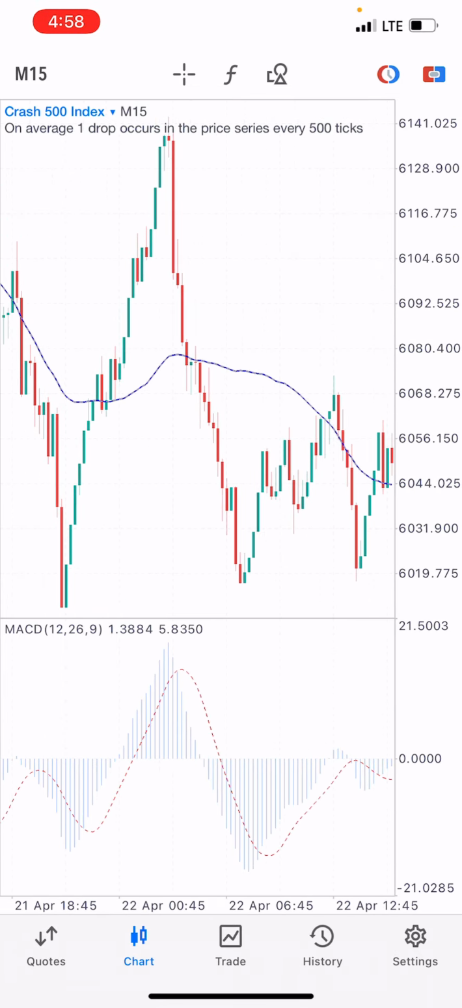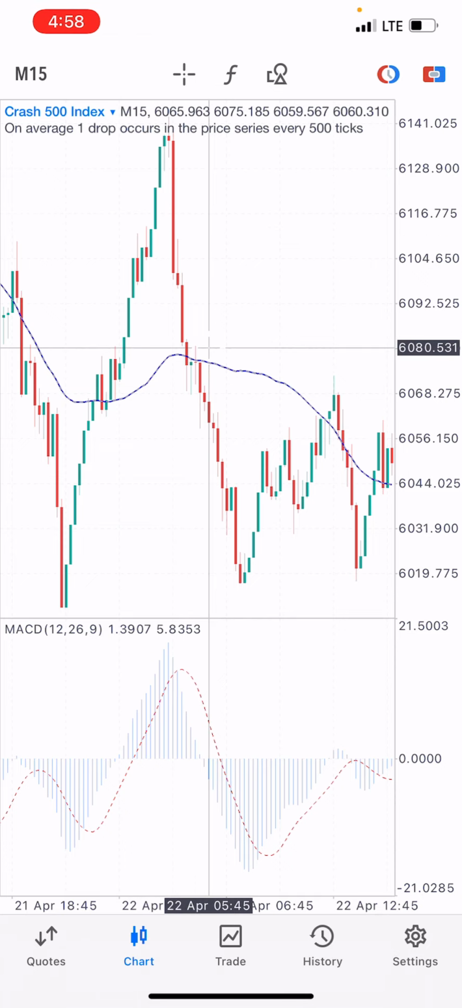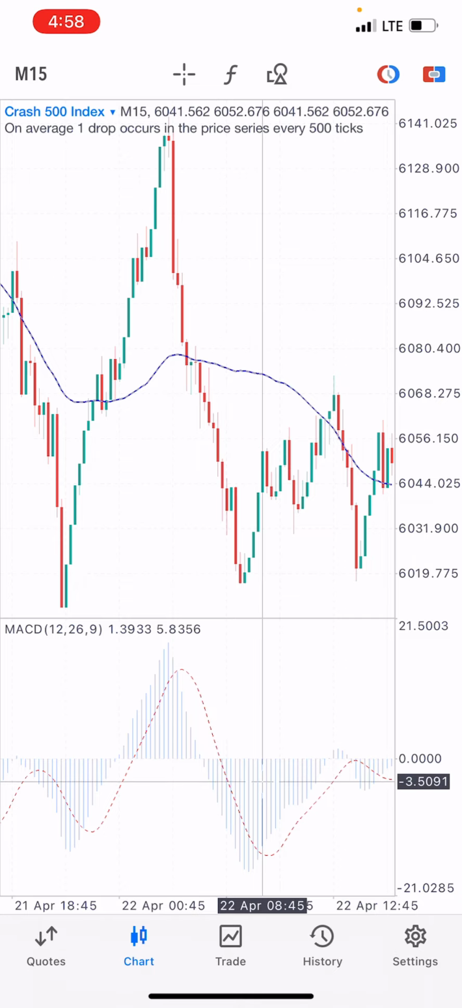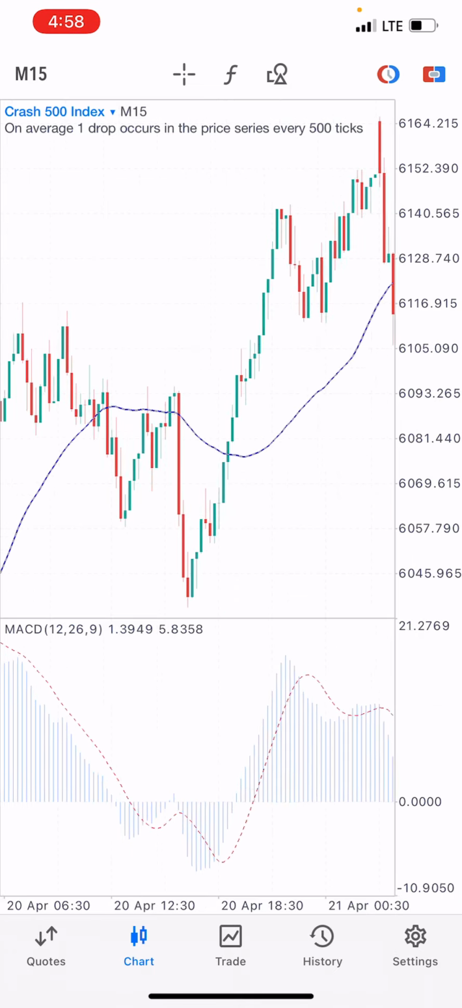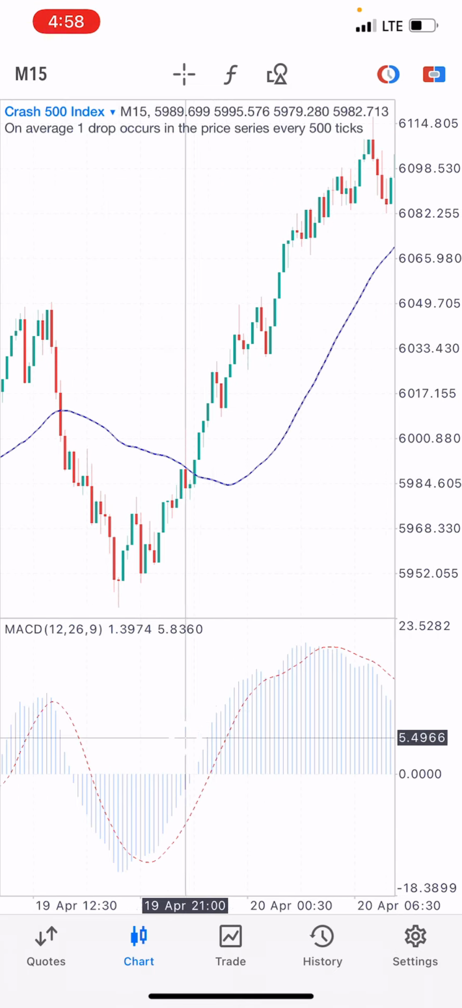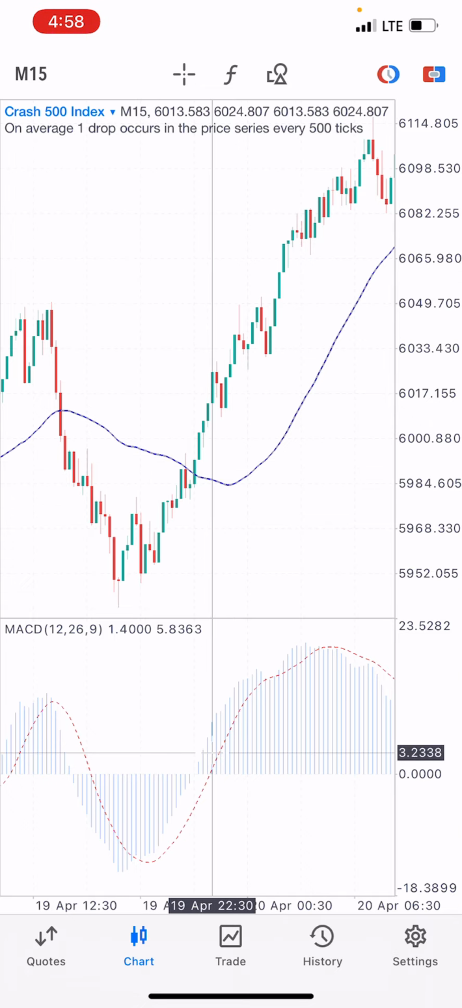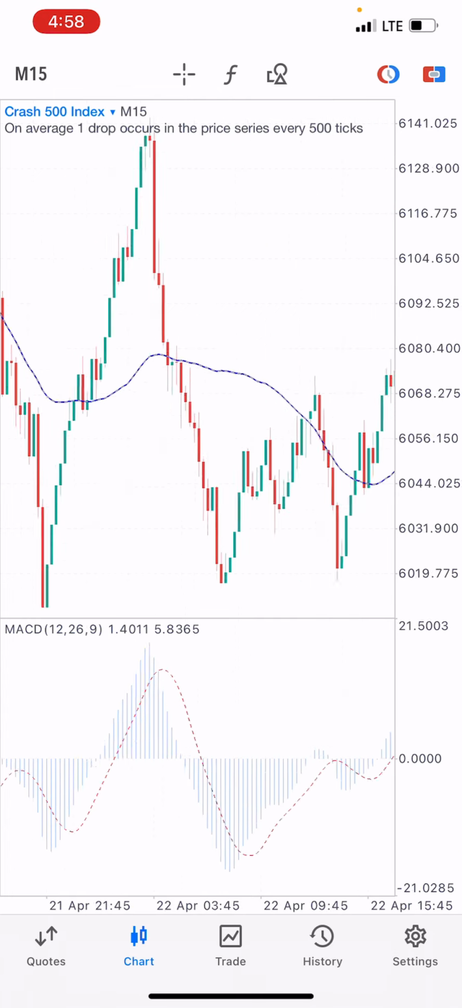So to sell with this strategy, the moving average just needs to cross above the chart and the MACD below the zero level. You place a sell and then you make profit. As simple as that. And again, right here, the moving average crossed below and the MACD is above the zero level to place a buy. Great.